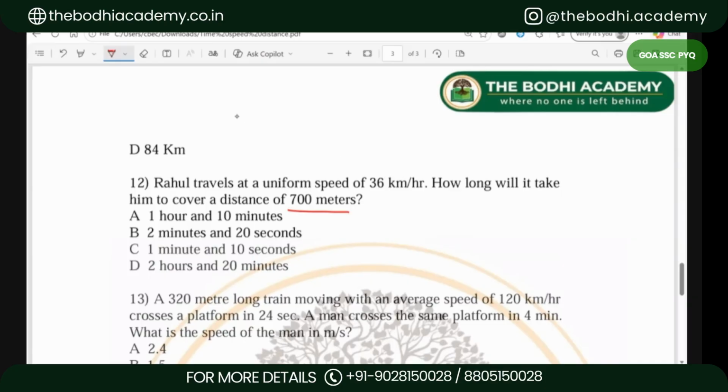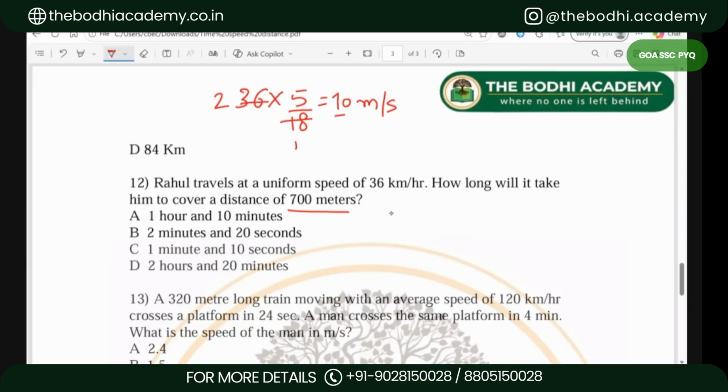So first we have to change this kilometer per hour into meter per second. 36 km per hour. To change to meter per second, we will multiply it by 5 by 18. 18 twos are 36, so 5 twos are 10 meter per second. So this will be 10 meter per second.